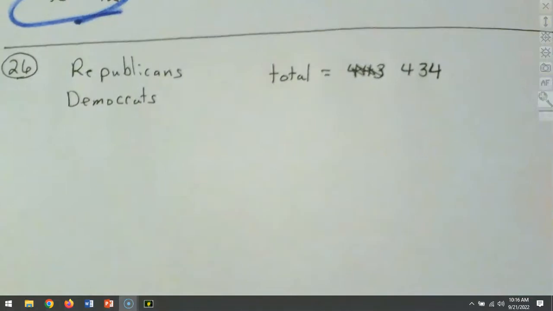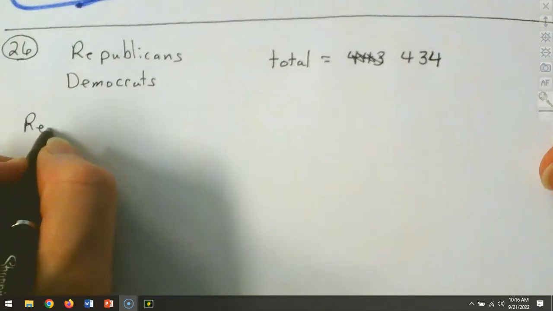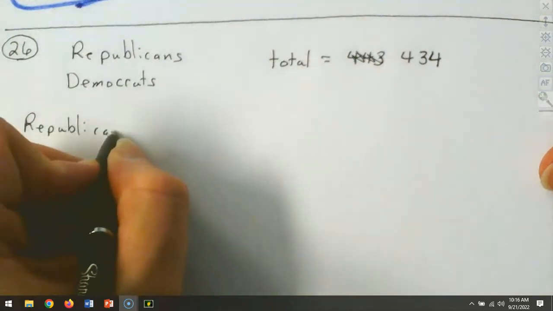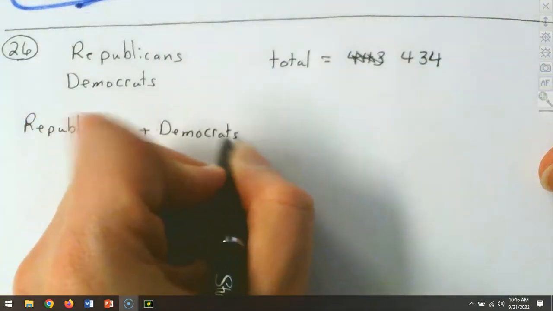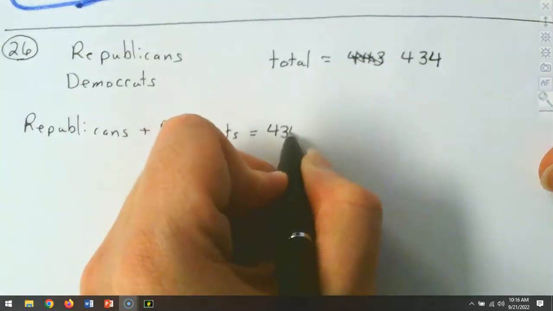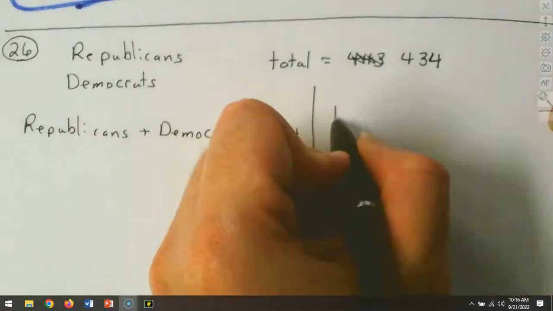So what is that going to be? I like to write it out so there's no question about what we're working with. That's going to be the Republicans plus the Democrats. That's going to equal that 434, right? That is my total. Now we look at each one. And what do we know here? We know there were 46 more Republicans than Democrats. So we've got our Republicans.